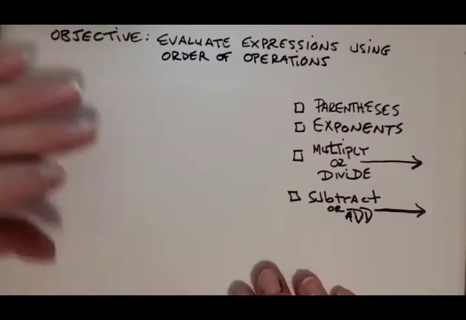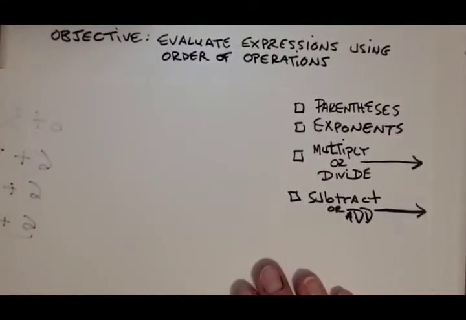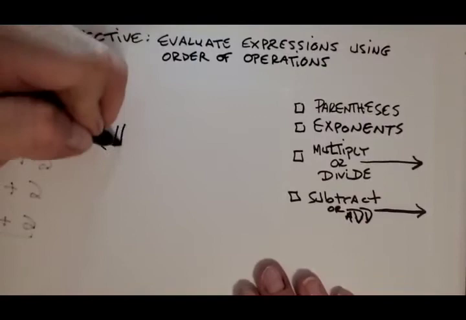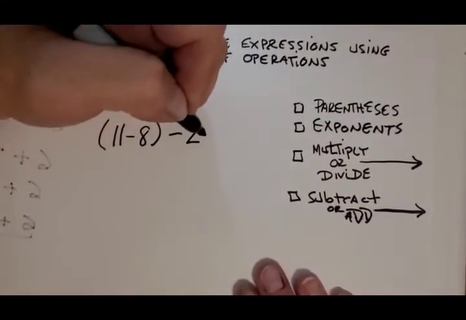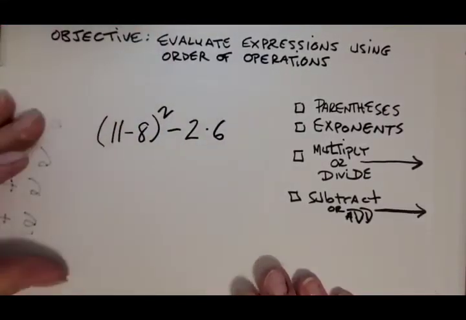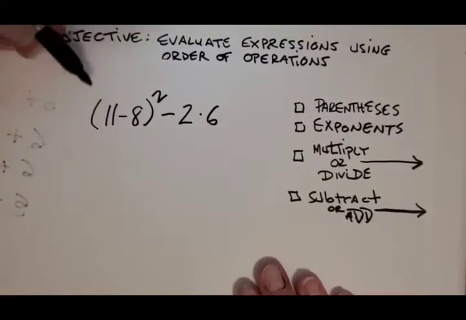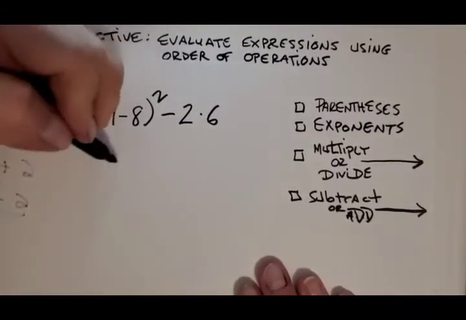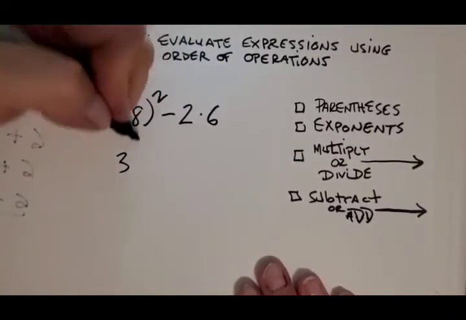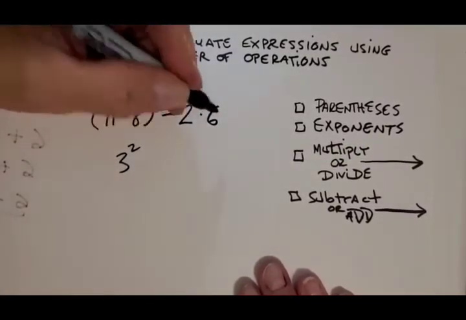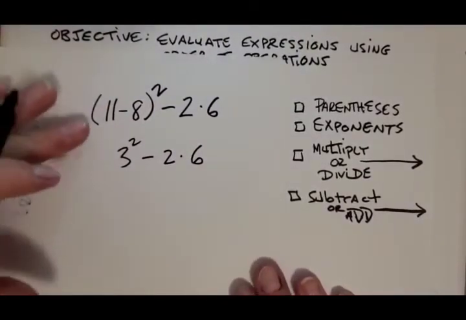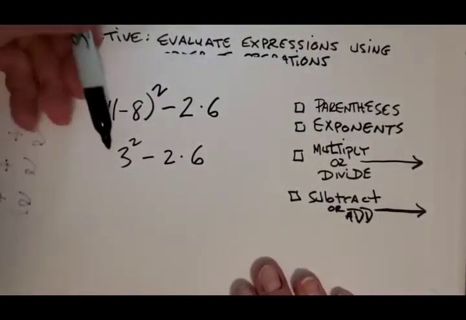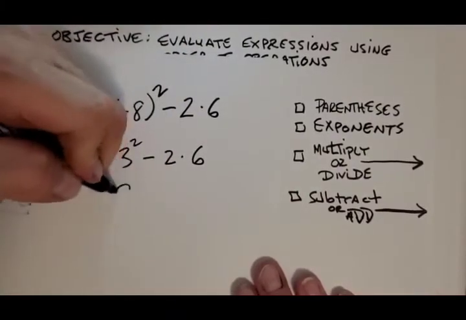Let's go ahead and we'll do a couple more. Make sure you're good at this. You gotta be good at this. Let's try this one. Alright, go ahead. Good. Parentheses first. Do what's in there. Subtraction. Copy, copy, copy, copy. Very good. Now I'm thinking, any more parentheses? No. Any exponents? Yeah. 3 squared.